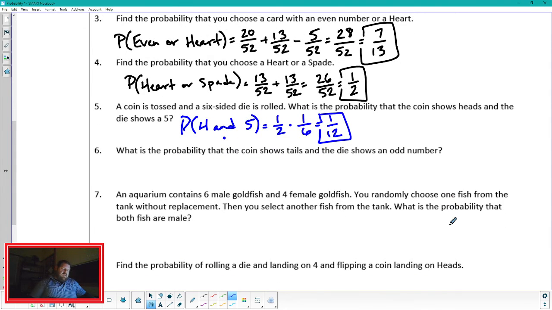Okay, next one, find the probability that the coin shows tails and the die shows an odd number. So a probability of tails and an odd number. Probability of tails is the same as heads, it's 1/2. Probability of an odd number is 3 out of 6, which is also 1/2. I can reduce that to say that this is 1/2 times 1/2, or I could have multiplied it straight across and I would have got 1 times 3 is 3, 2 times 6 is 12. 3 over 12 would actually reduce to the same thing I get here, 1/4.